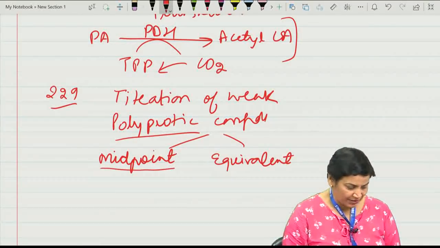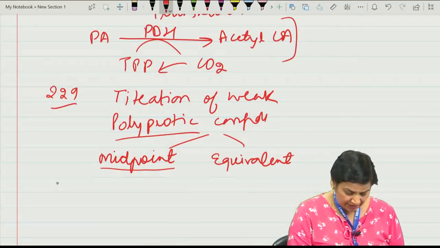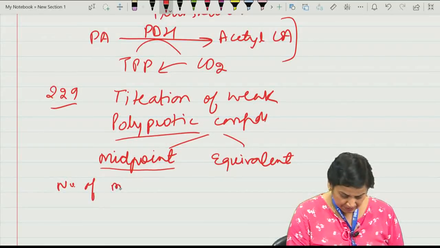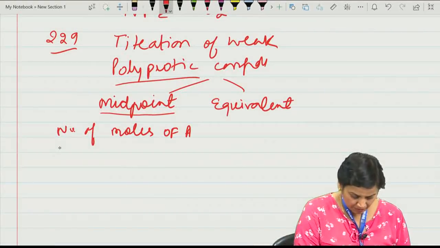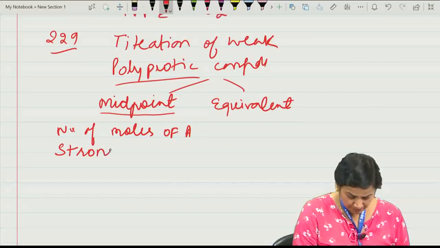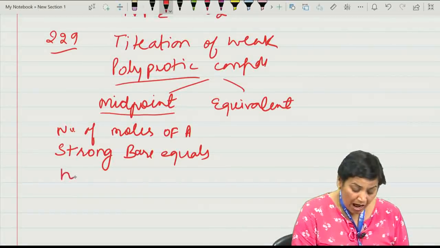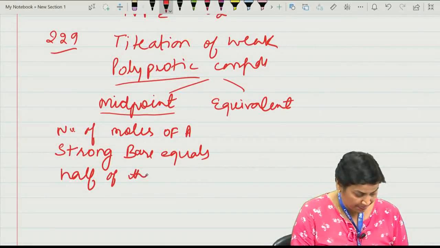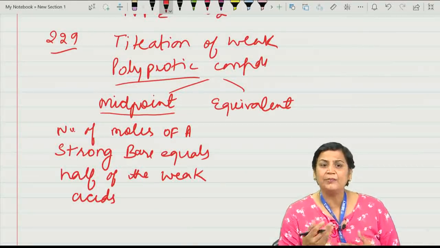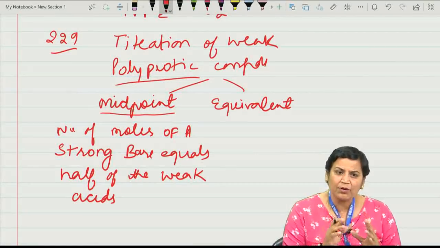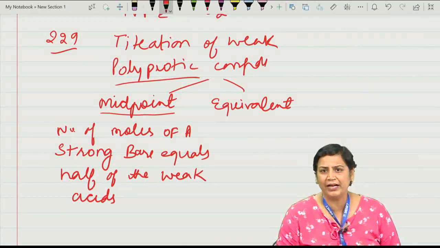The ionizable groups are differentiated into their particular components. Midpoint is what? Midpoint can be defined as that point when the number of moles of the strong base equals half of the weak acids which are already present. So midpoint is when the number of moles of a strong base is equivalent to half of the weak acids which are already undergoing titration.